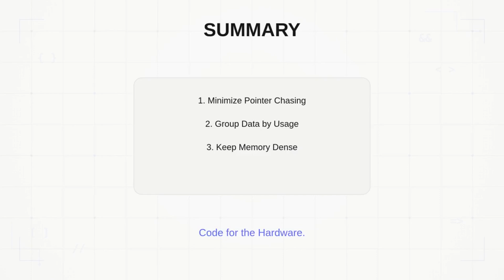Remember, your CPU is a Ferrari, but memory is a traffic jam. Don't build your data structures in a way that forces the Ferrari to stop at every single intersection. Optimize for the hardware you have, not the abstractions you were taught.